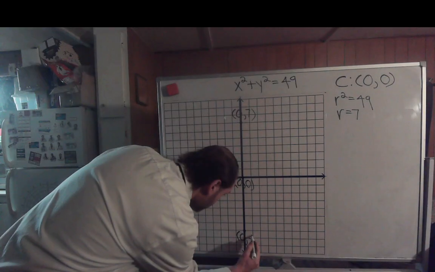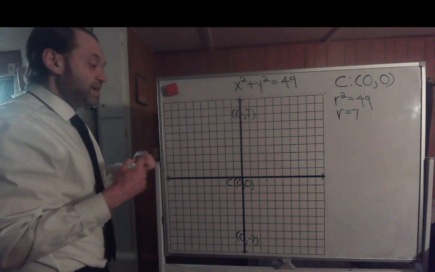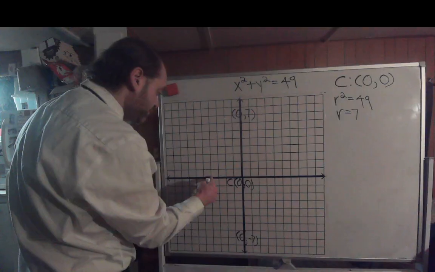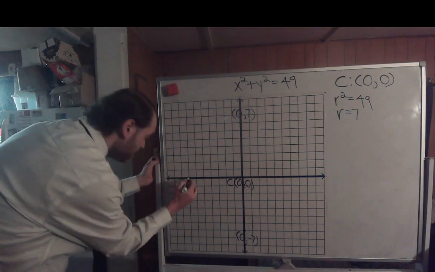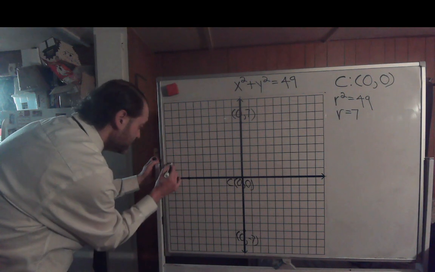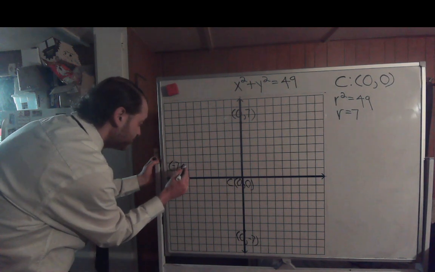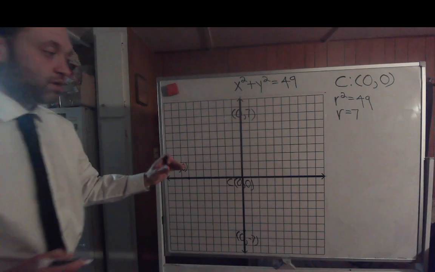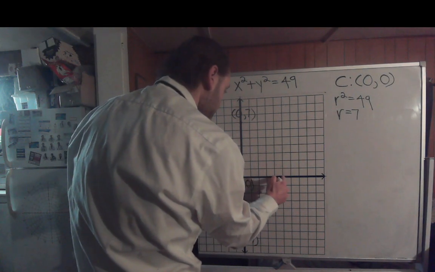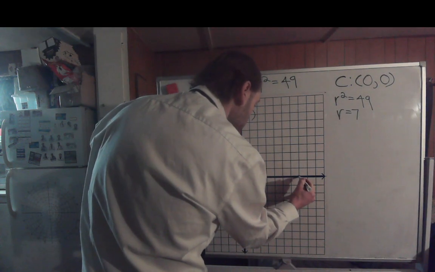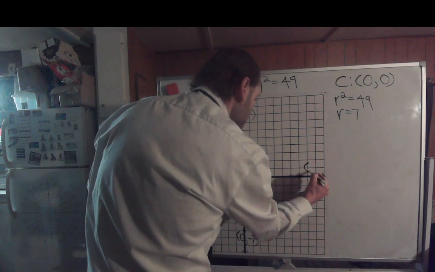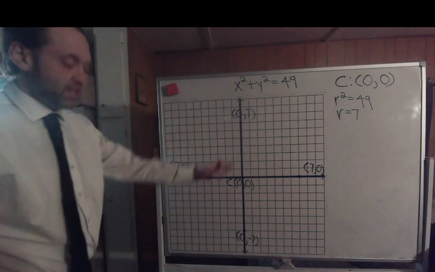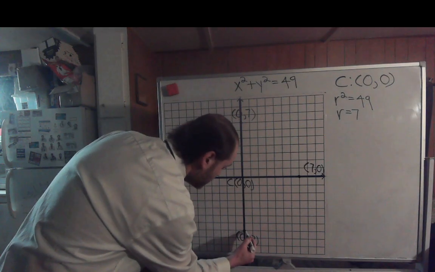So you'll be at the point (0, negative 7). And then I would say next go 7 units to the left of (0, 0). So 1, 2, 3, 4, 5, 6, 7. You would end up at the point (negative 7, 0). Then go 7 units to the right of the center. So 1, 2, 3, 4, 5, 6, 7. So then you'll be at the point (7, 0). So I would say about 4 good points, all right? And the center, of course, stays in the middle.